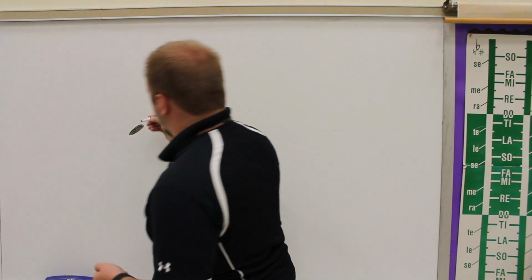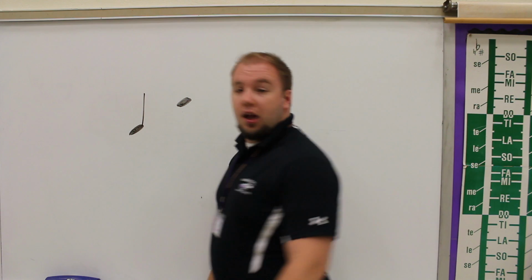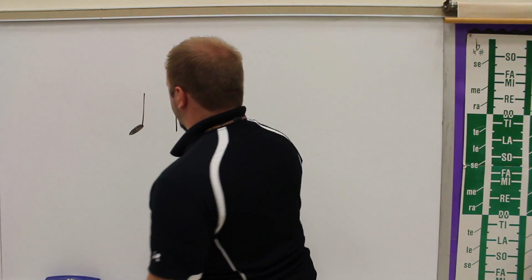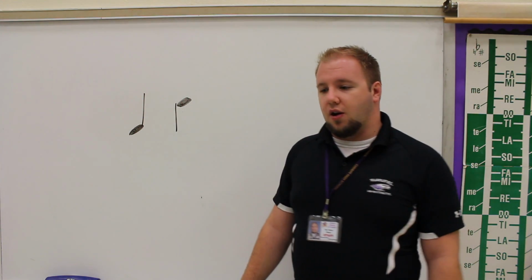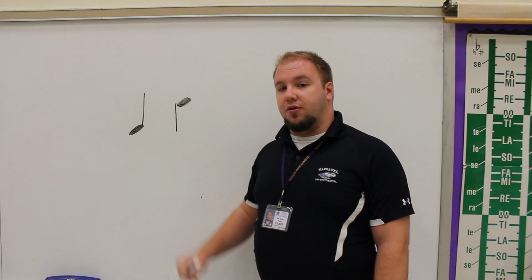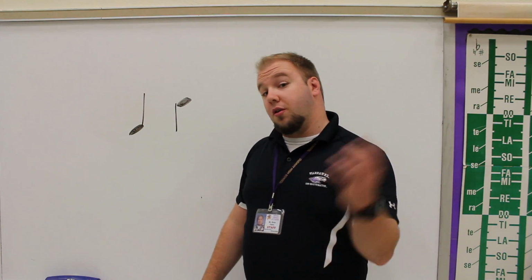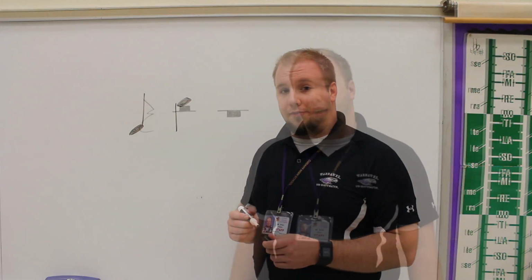Now, also there are things that go on them called stems. The stems can go both up and down. So when stems go up, they go on the right side of the note, like that. And when stems go down, they go on the left side of the note, like that. So stems go up, stems go down. It just depends on where we are in the music, and we'll go into more detail on that later.